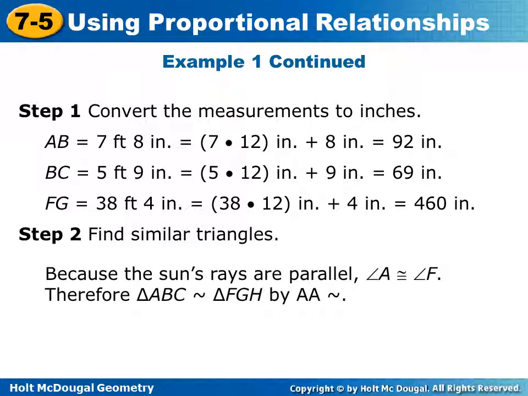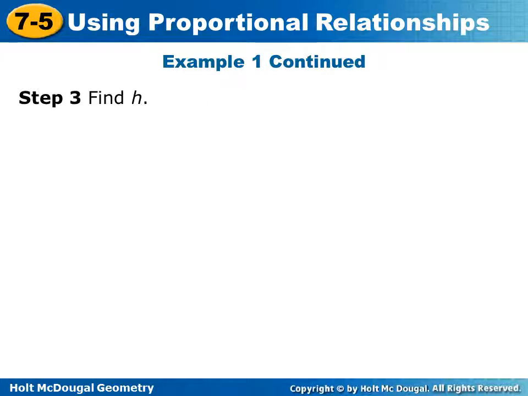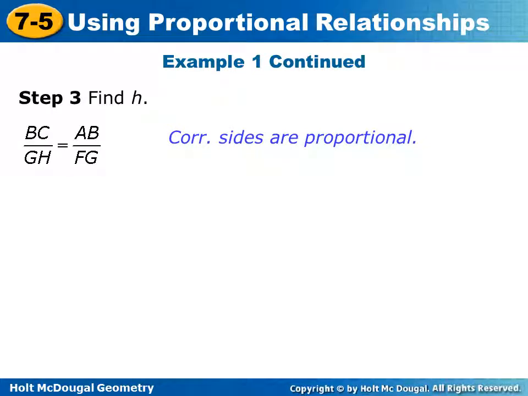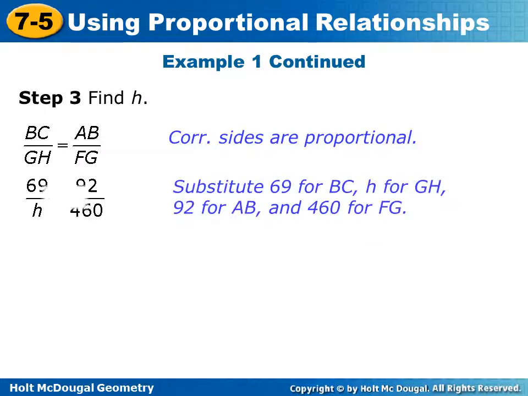And then we find similar triangles. Because the sun's rays are parallel, angle A is congruent to angle F. Therefore, ABC and FGH are similar by angle-angle similarity. To find H, we know that corresponding sides are proportional. So BC to GH equals AB to FG.